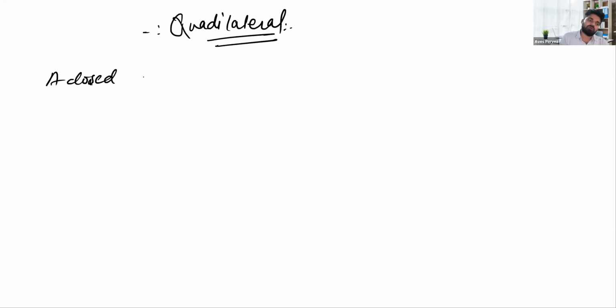Let's start quadrilaterals. If you are talking about quadrilaterals, what are quadrilaterals? We will say that a closed four-sided figure, a polygon with four sides, is called a quadrilateral.